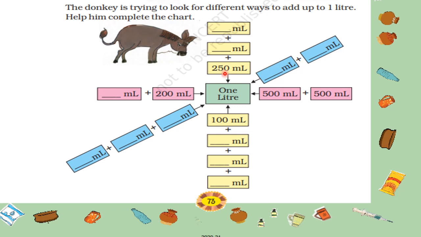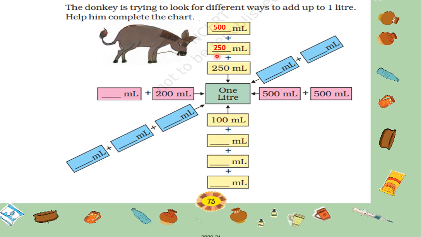Now what smart work can you do? You can do 1000 minus 250, isn't it? Or you can add up one by one in this 250. So let us do 250 plus 250 is 500, plus 500. That means 1000 milliliter. And 1000 milliliter is 1 liter, that we know.